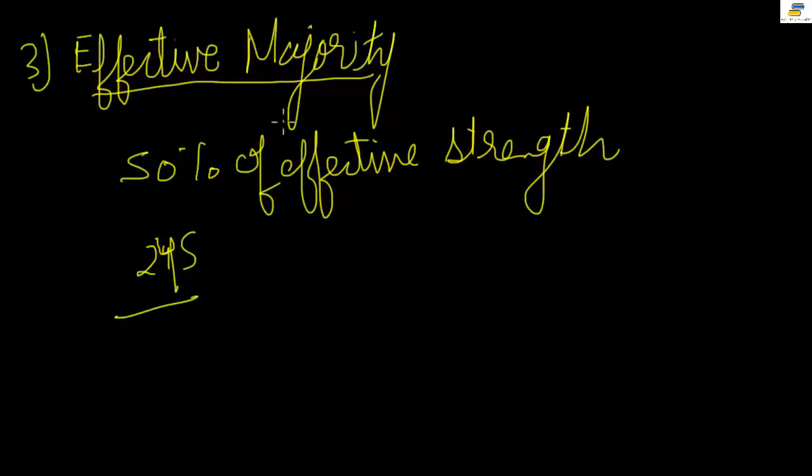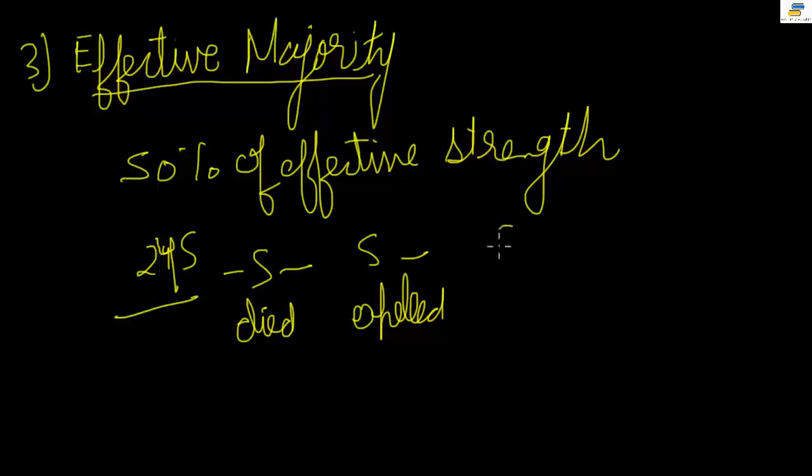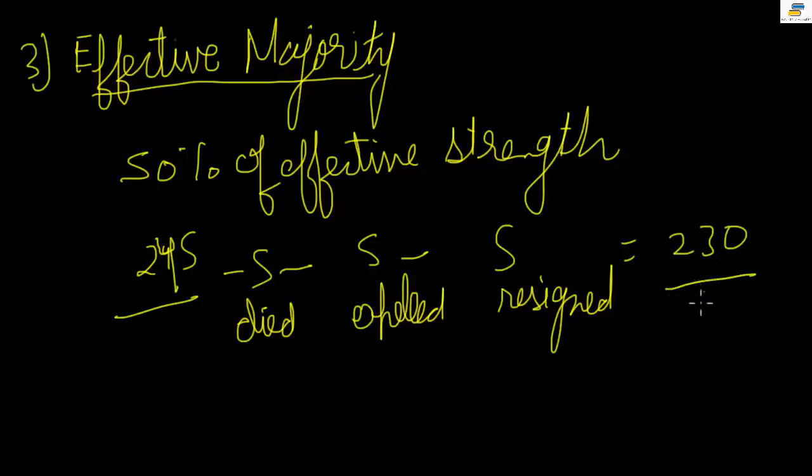But what do we do in effective majority? These people who are not effective, let's say 5 people died, right? Now they are not in parliament. Then 5 people were expelled, so they are also not effectively part of parliament. And then there are 5 more people who resigned, right? So effectively the strength of the Rajya Sabha at this time came down to 230.